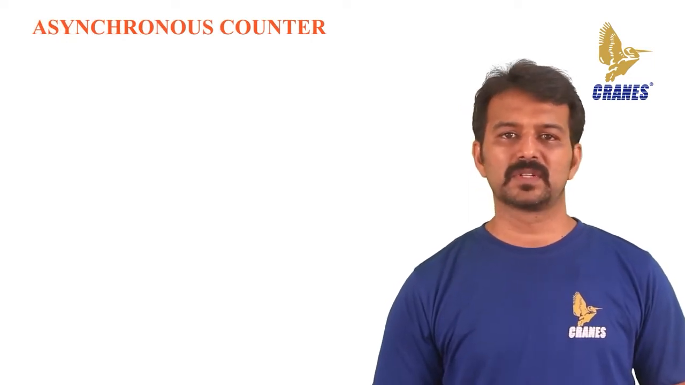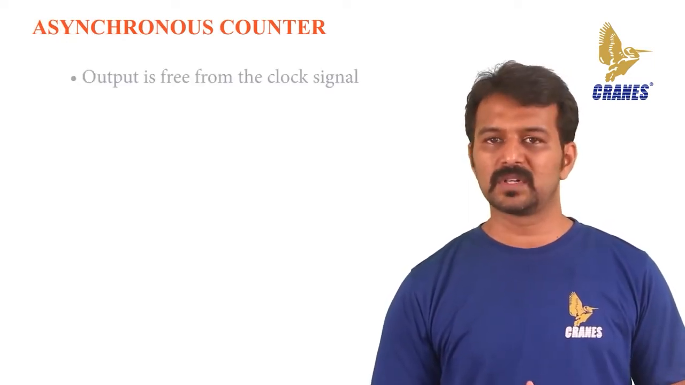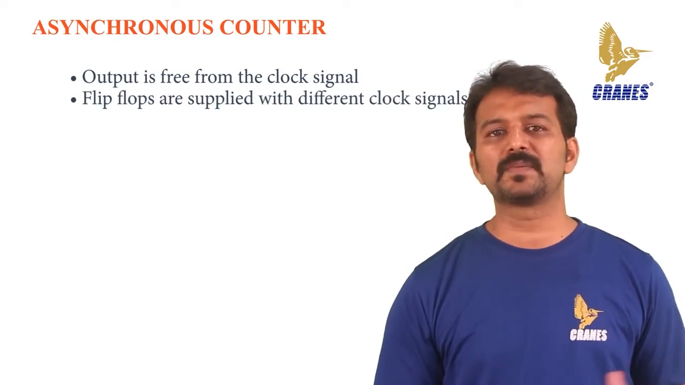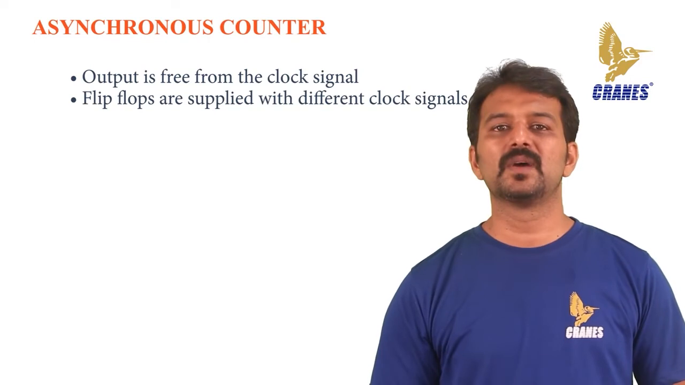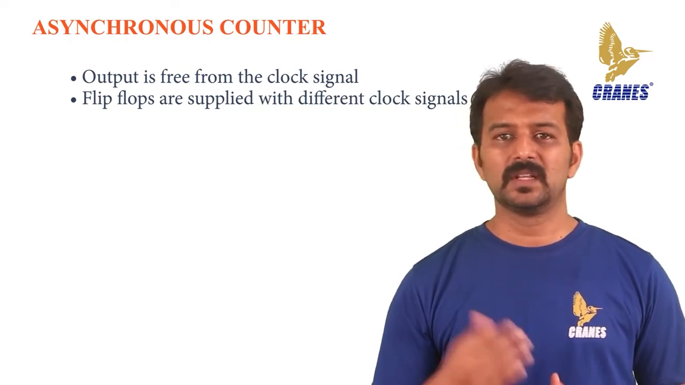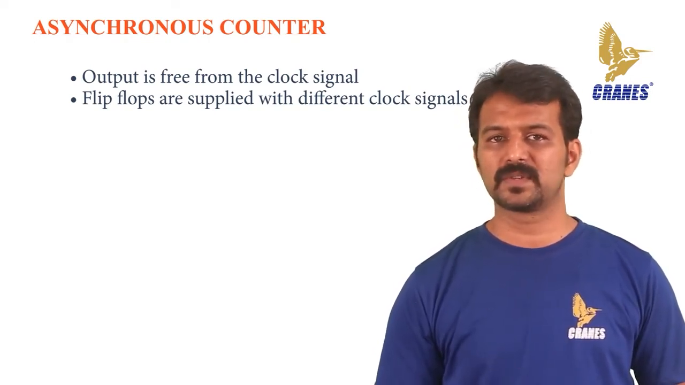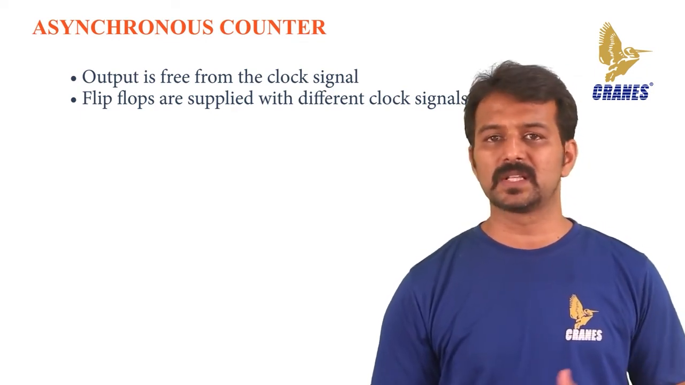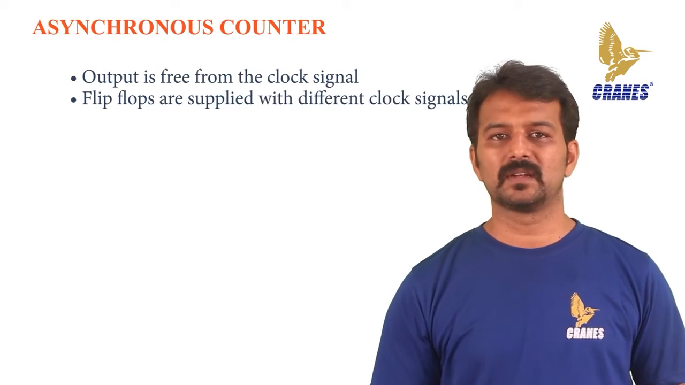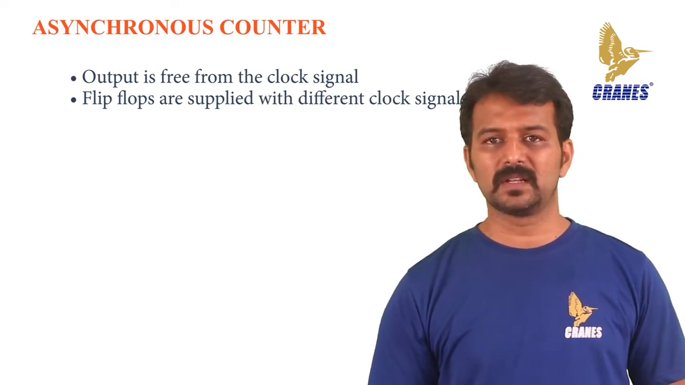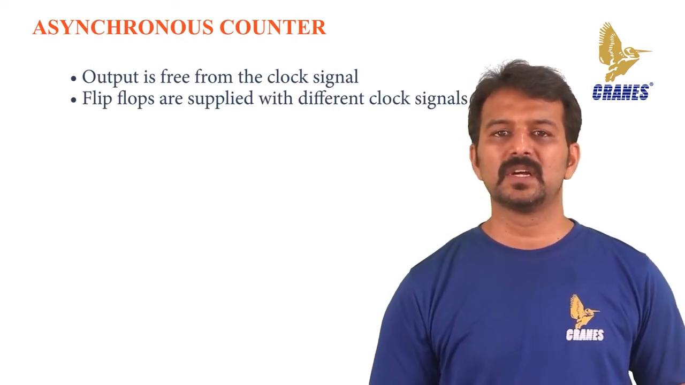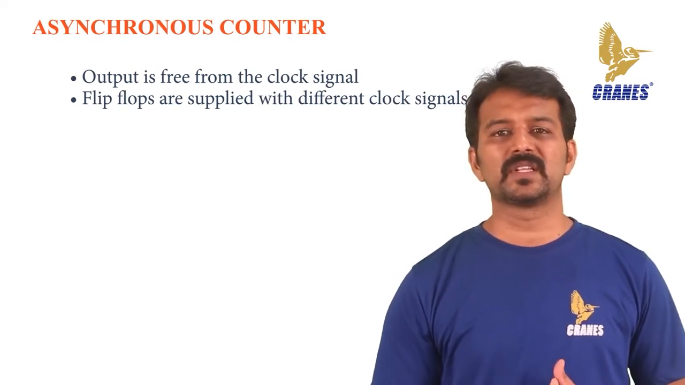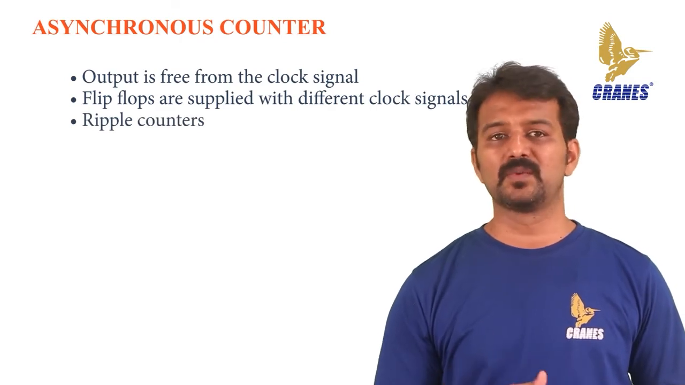Coming to asynchronous counters, these are counters whose output is free from the clock signal, because the flip-flops in asynchronous counters are supplied with different clock signals. There may be delay in producing the outputs. The number of logic gates required to design asynchronous counters is very small, so they are simple in design. Another name for asynchronous counters is the ripple counter.